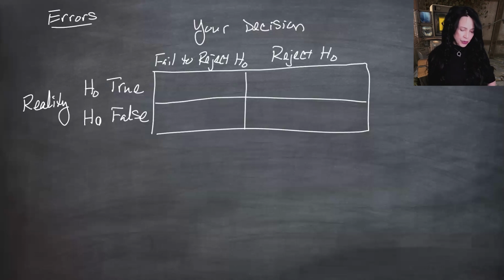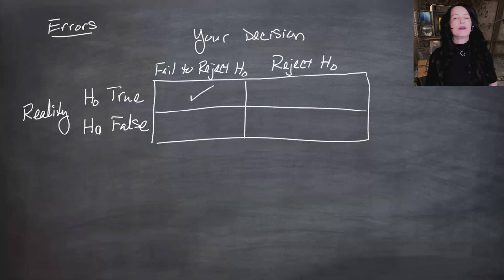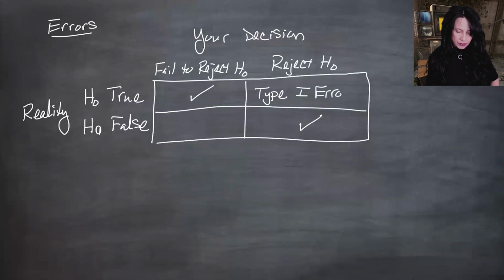So if it is true and we fail to reject it, we did good. We shouldn't reject it because it's true. And if it is false and we reject it, we also did good. We should reject a hypothesis that is false. And these other two boxes represent types of error. This one up here is known as a type 1 error. And this one down here is known as a type 2 error.